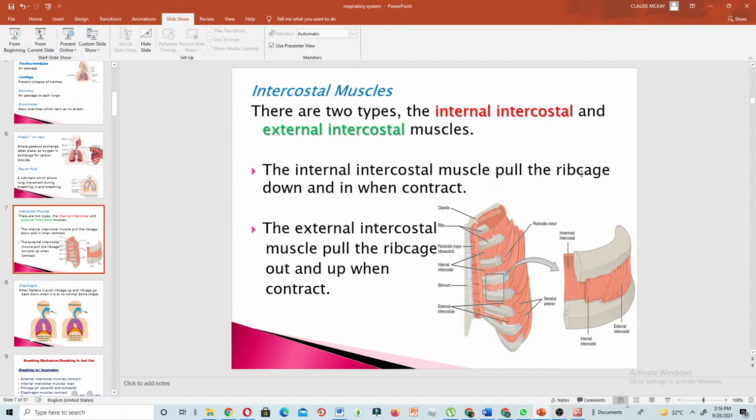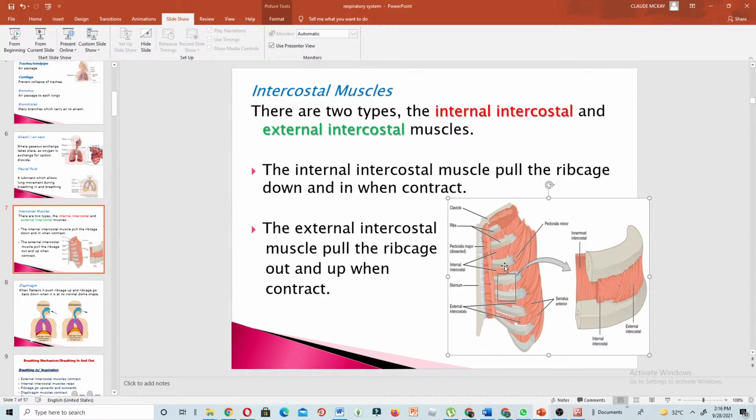So whenever you're breathing, let's say you're taking in some air, that means you're breathing in. The external intercostal muscles are the ones that will be at work at that particular moment. Because once you're breathing in, the lungs are going to expand in size. Remember, you're taking in air, so the lungs need to get larger to accommodate the increased amount of air that you're going to breathe in. So the external intercostal muscles will now contract.